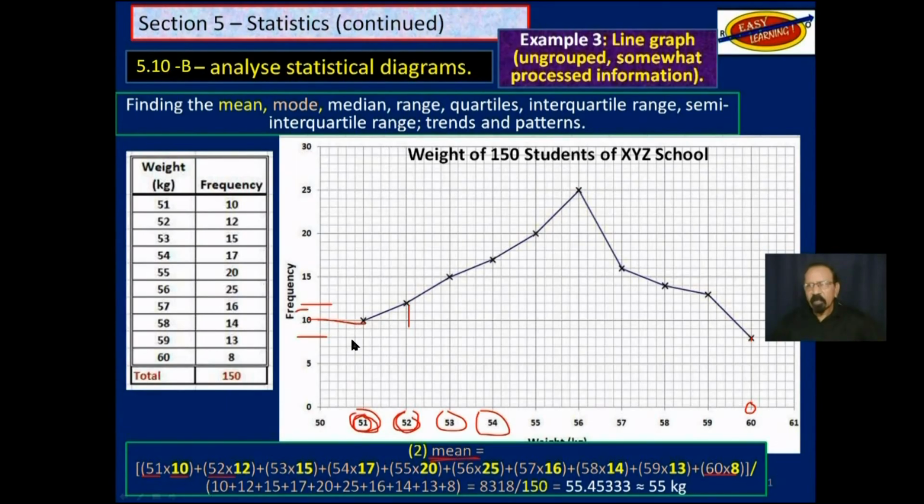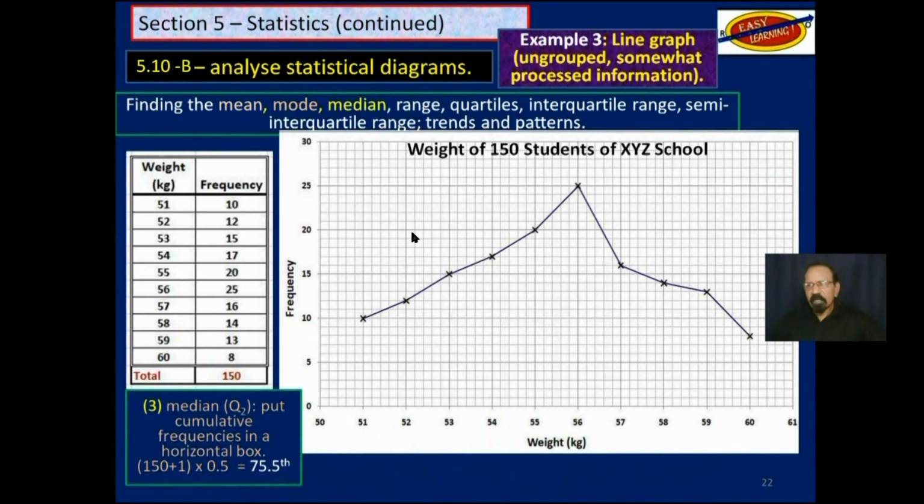At 51, you have 10. At 52, you have 12. At 53, you have 15. At 54, you have 17. So you add up all the frequencies. And so you get a total weight of 8,318 divided by a total frequency of 150. And we get 55.45333, rounded off to 55 kilograms. So we can say that the mean here is 55 kilograms.